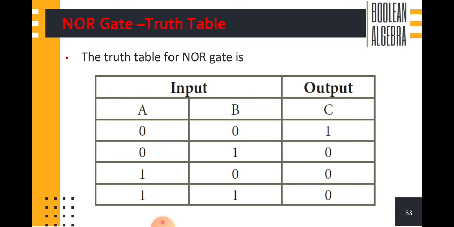This truth table output is the complement of the OR gate. In the OR gate, when at least one of the inputs is true, we get the output as true. When both the inputs are false, the output is also false in the OR gate. We just take the complement of the OR gate, and we get the output of this NOR gate.